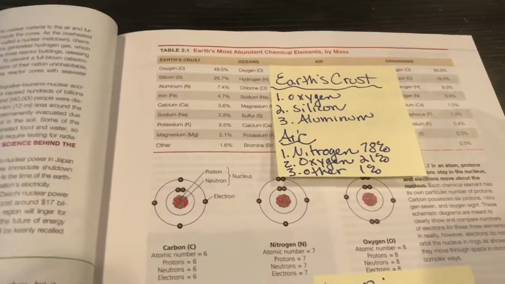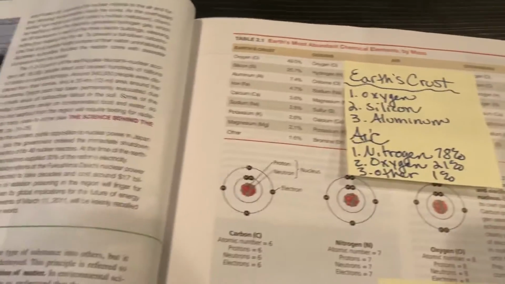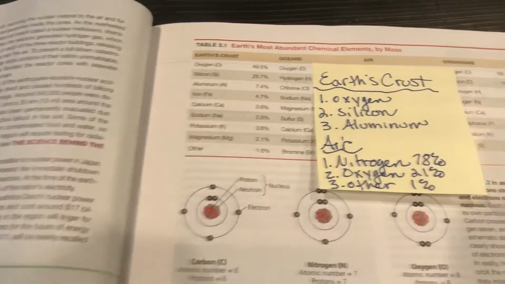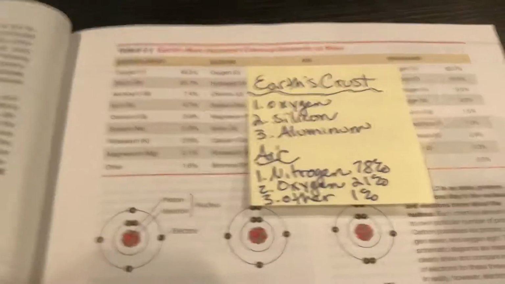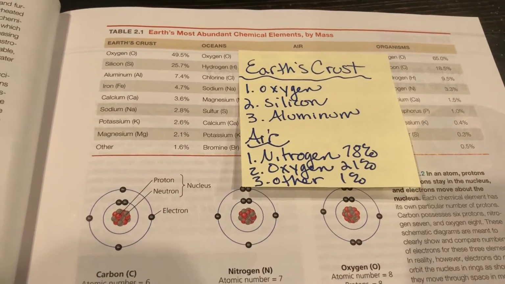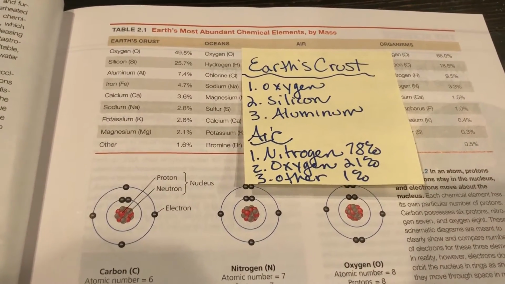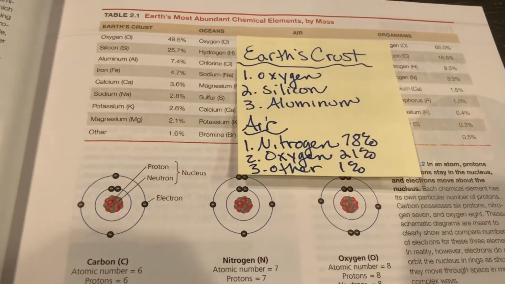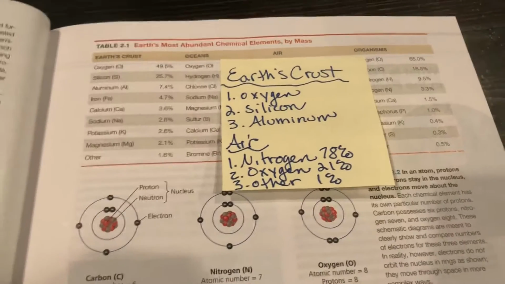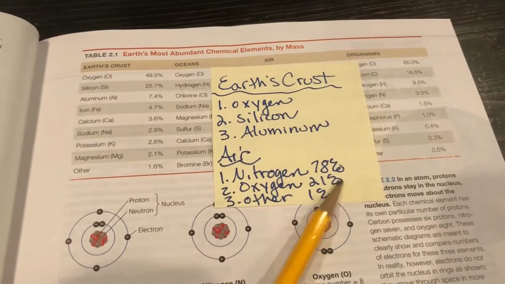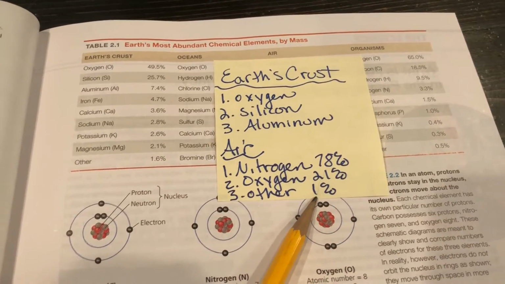All right, chemistry. So before we get into chemistry, you should know about these top threes. Okay, you need to know the top 3 elements of Earth's crust, which is oxygen, silicon, and aluminum, and the top 3 gases in the atmosphere. You do need to know these percents. Okay, these will show up.